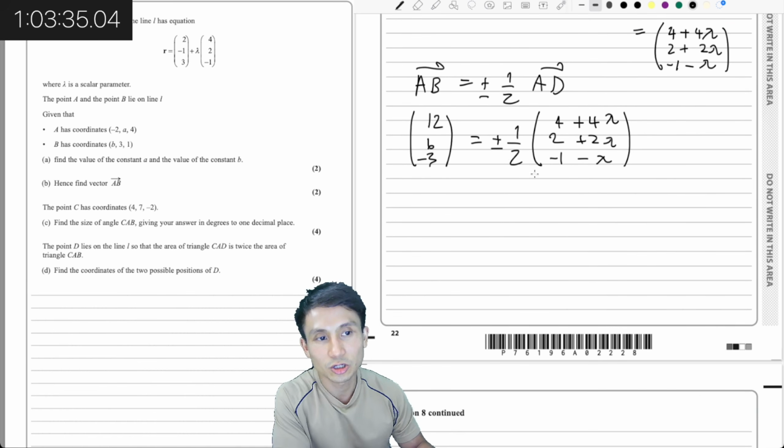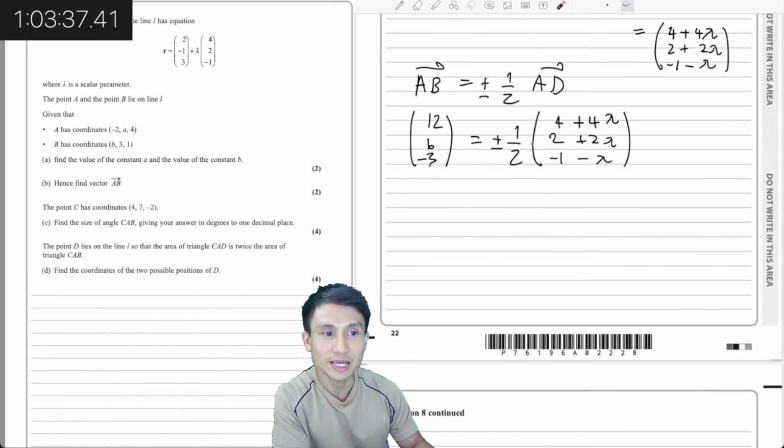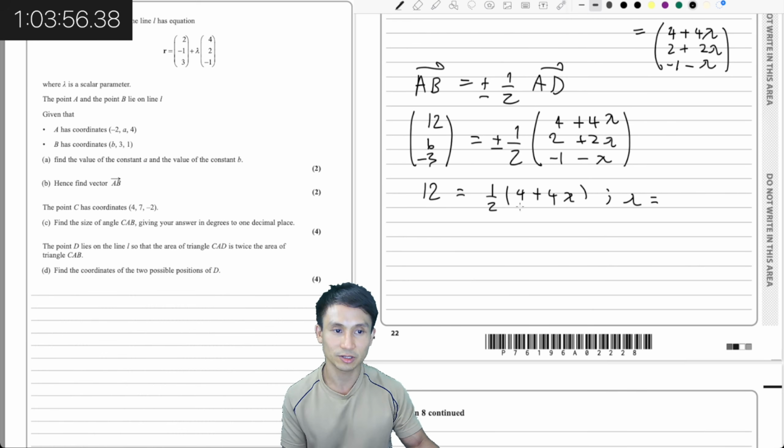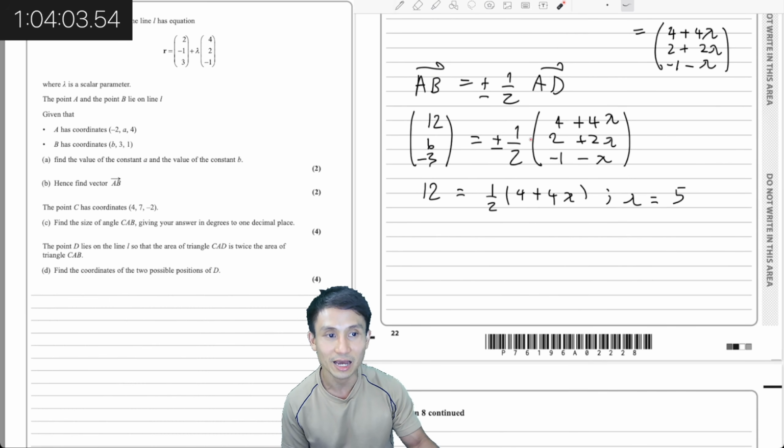Okay, so if you try substituting this in, let's use 1 over 2 as a positive number first. You substitute this in, and you would get 12 equals 1 over 2 times 4 plus 4 lambda. So that means lambda equals, if you solve it, you get 2 plus 2 lambda, you get lambda of 5. I'm just going to check if I get the same thing for the other part. So 1 over 2 subbing in, well, we should just check that, right?